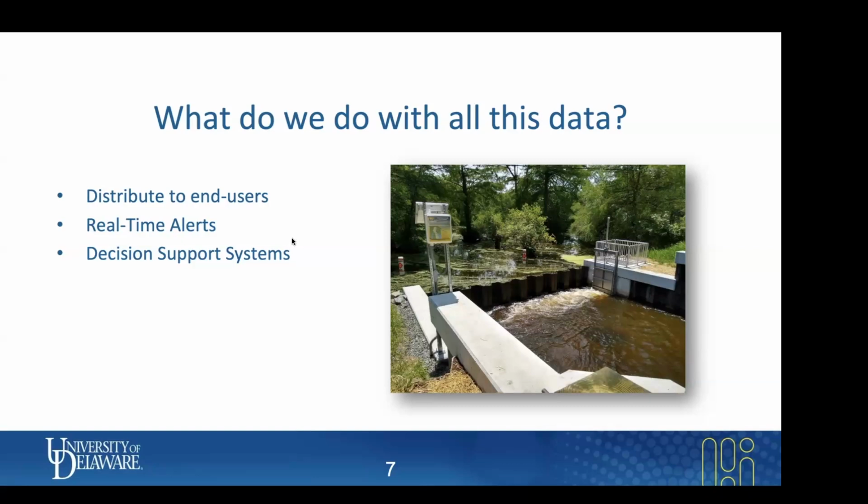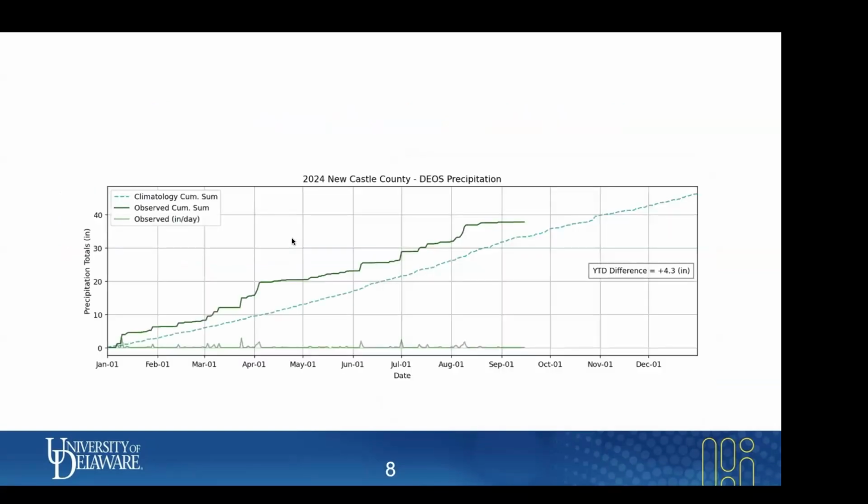Finally, our observational data can be used to calculate derived products, or decision support systems can be built to help visualize conditions which might require action. An example of this would be our water monitoring or drought detection work. An example of that is shown here. This plot combines observed DEOS precipitation data to show rainfall over the course of the year. The aim here is to visualize how much rainfall has fallen compared to a typical year and how much we're over or under so far. This plot is for New Castle County, Delaware, but others are available for Kent, Sussex, and Chester County, Pennsylvania.